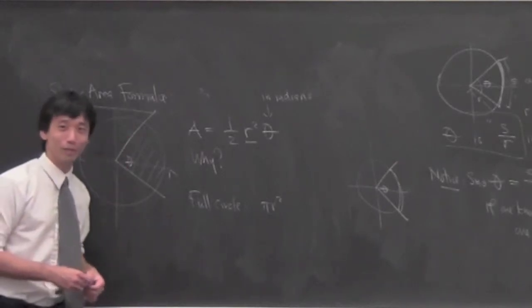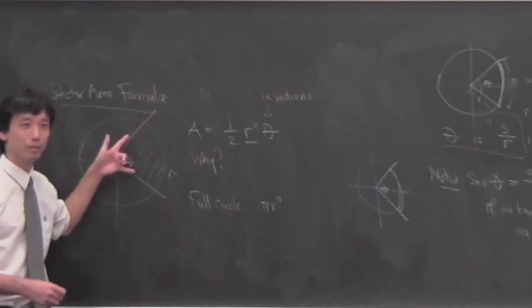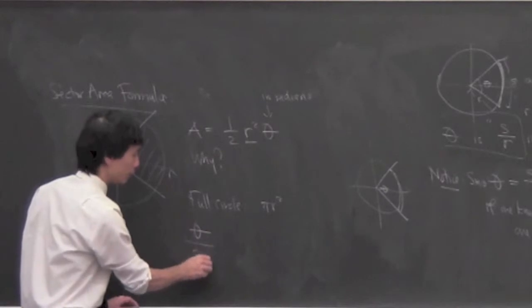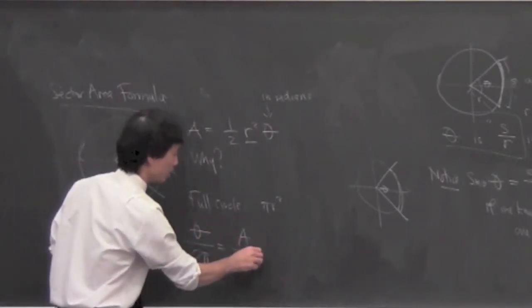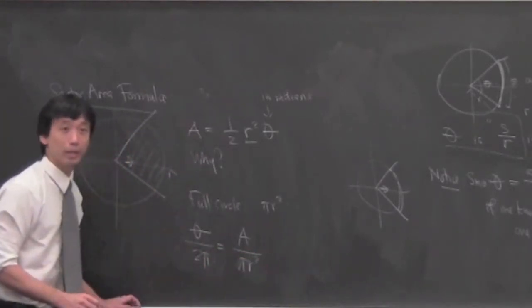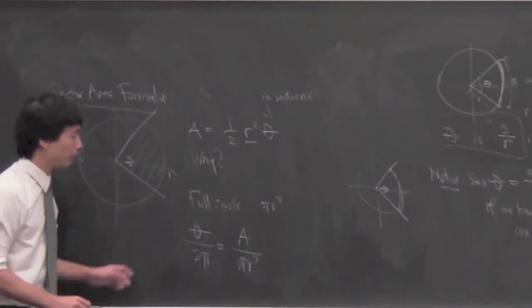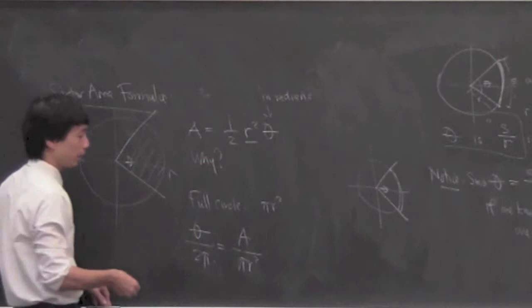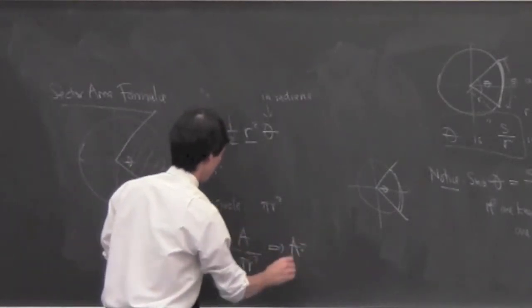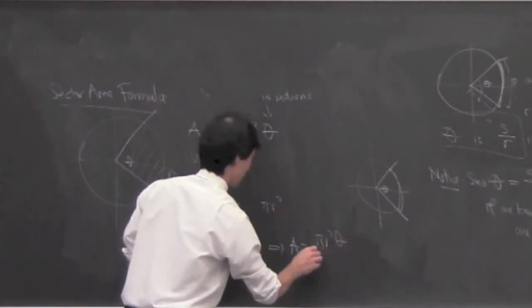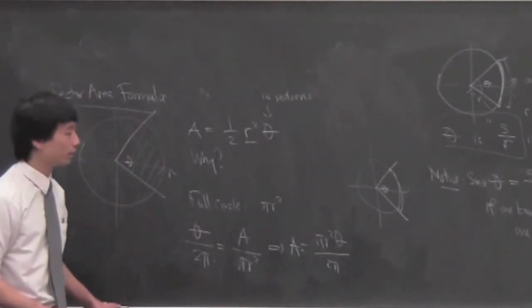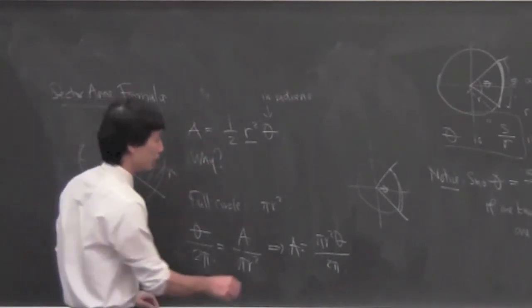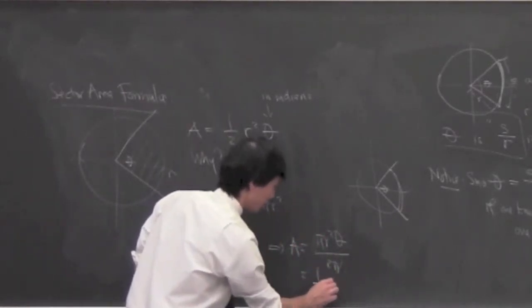So this is very simple. It's just a ratio. You just set the ratio and say, well, look, theta is to the full circle, to the full angle, as the area subtended is to the full area. The ratio of theta to the full circle is the same as the ratio of this area to the full area. And so that gives it to you. A is going to be pi r squared theta divided by 2 pi. In other words, A equals one half r squared theta.